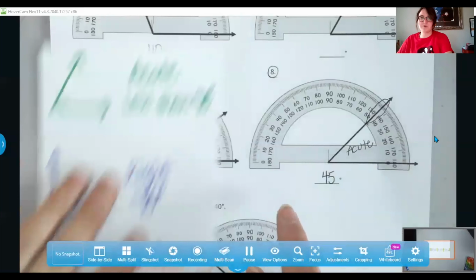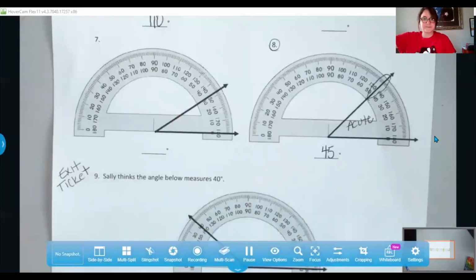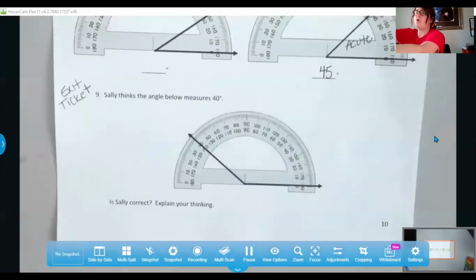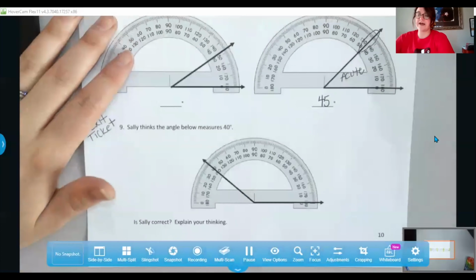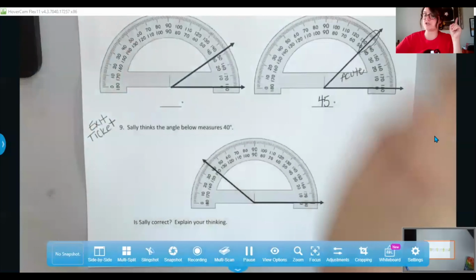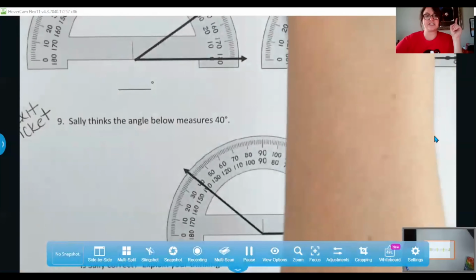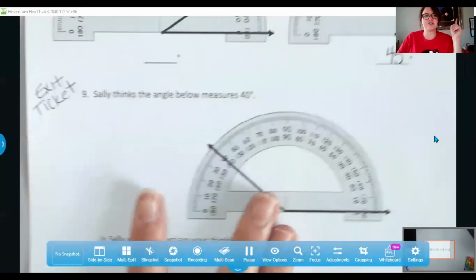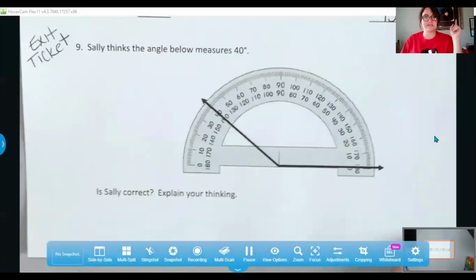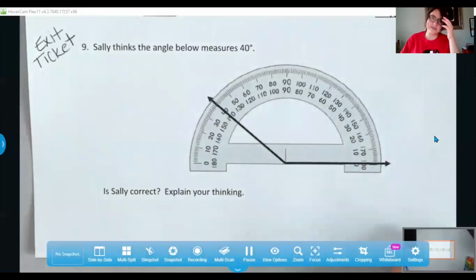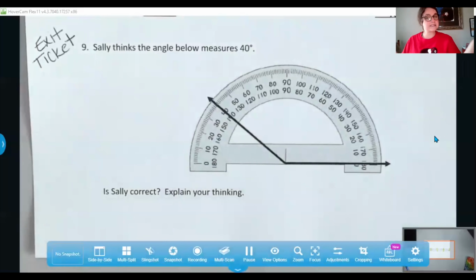All right, at this point, it is your turn with the exit ticket. Your exit ticket is below. Make sure that when you get your exit ticket done, you can either snap a picture or just draw and write to your teacher, because all you have to do is prove your answer about whether Sally is correct. It says, Sally thinks the angle below measures 40 degrees. Is Sally correct? Explain your thinking. You may either comment on the video or turn it in to your teacher through the messaging.